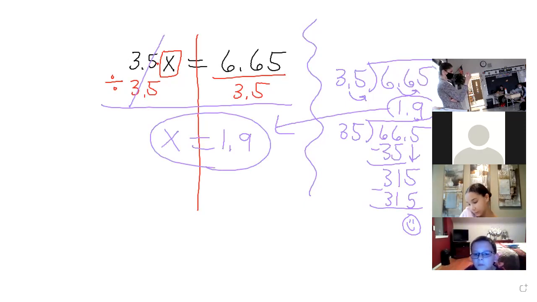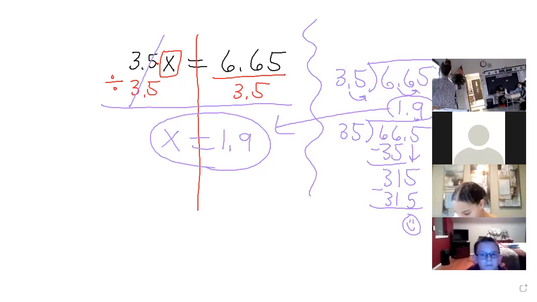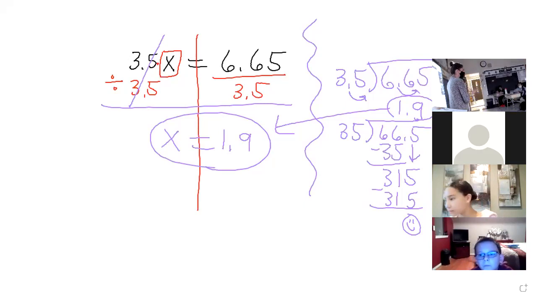How can I test if that's truly the solution? By taking 1.9 and multiplying it times 3.5, what should I get? 6.65. That's what I should get. So the only thing that's different today is instead of combating addition with subtraction, I'm combating multiplication with division and vice versa, and still using some of the decimal operation skills that we have from the past.